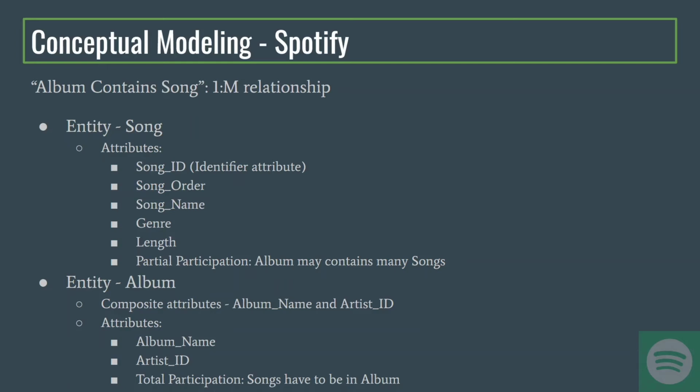In the very beginning, we thought album ID would be the identifier attribute. Then later we discovered it was not the case because we would not allow for multiple artists to be on the same album. This conflicted with the key constraints. To solve that, we created a composite identifier attribute using both album ID and artist ID. Also, a partial participation constraint on the song entity side means an album may contain many songs, and total participation constraint on the album side means a song may be contained in an album.